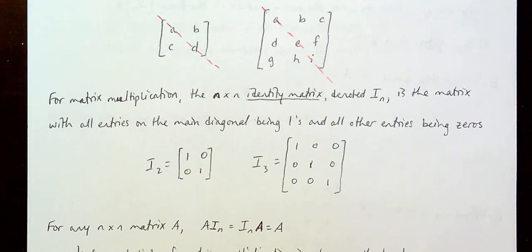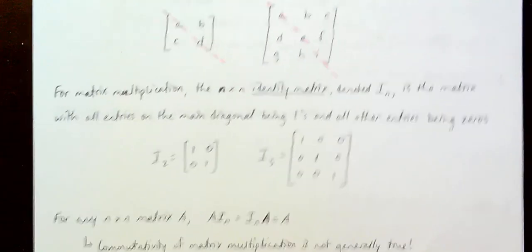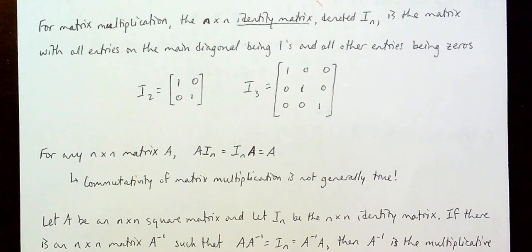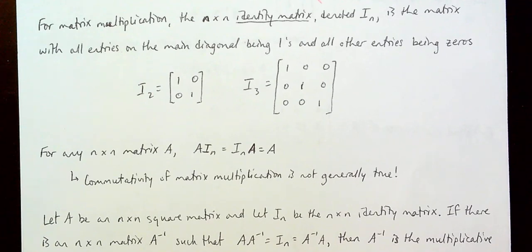And there is a special property that this identity matrix has. For any n by n matrix A, A times I sub n equals A, and I sub n times A is equal to A. What we're saying here is that if you multiply by the identity matrix, then matrix multiplication is commutative. The order in which we multiply those matrices does not matter.